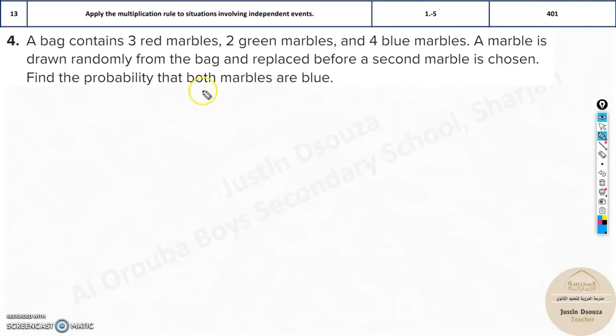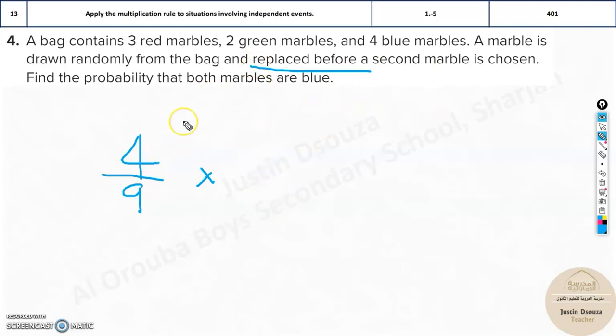Now, let us understand this. Total number of marbles: 3, 5, 9. What is being chosen? Blue marble, right? So 1 blue marble. But now look over here. If it is not replaced, if they don't put it back, in the next try it's going to be less. How many blue marbles are there? It is 4. I hope you have noticed that. Okay, 4 by 9.